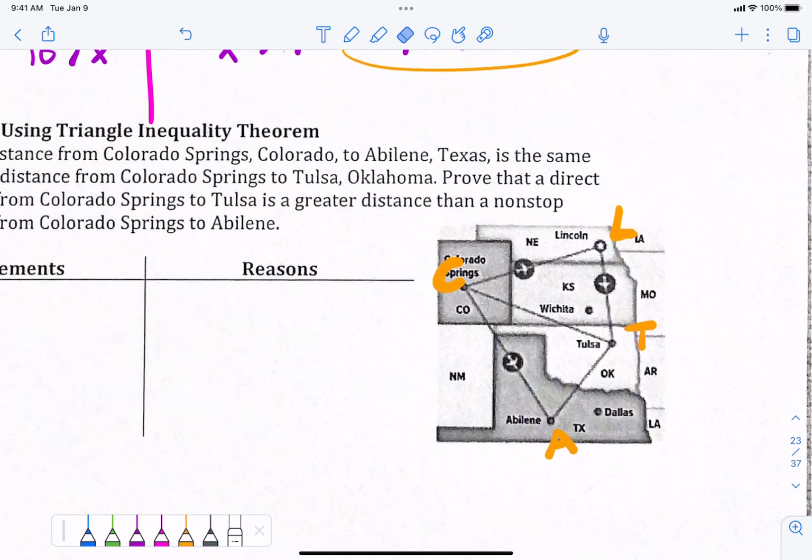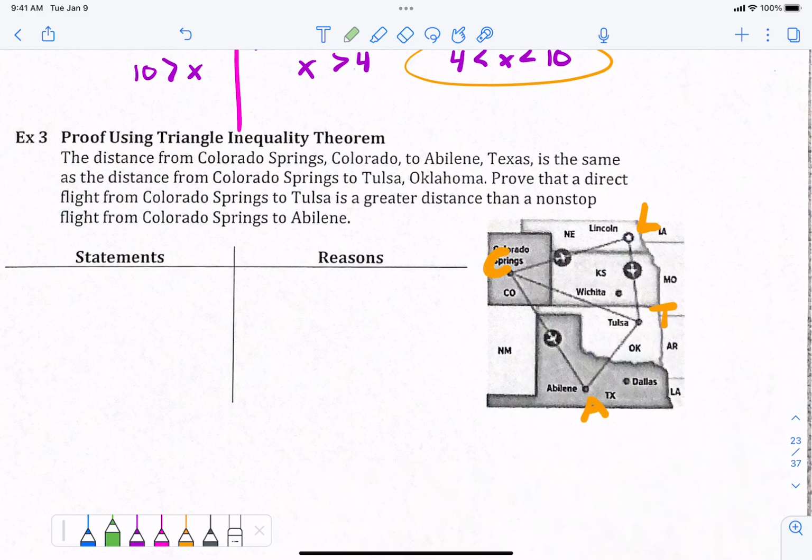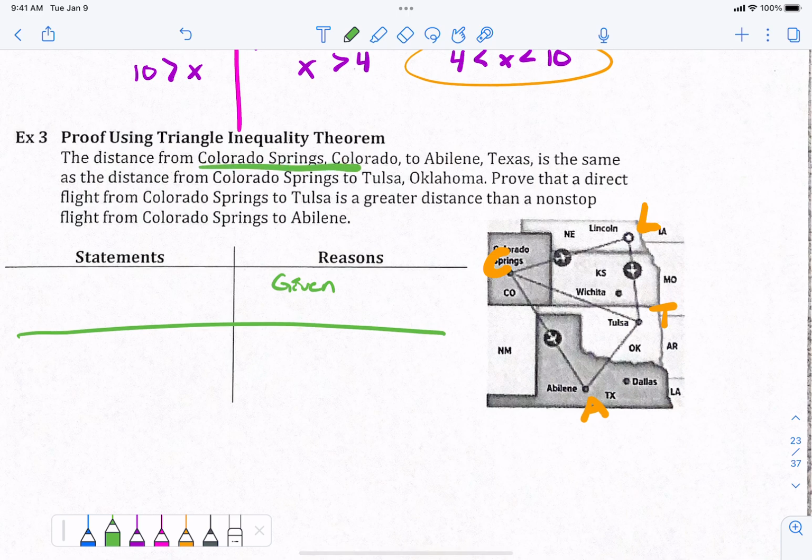Okay, so here, let's talk about what we're given. All right, so from this paragraph, I'm going to put some given stuff down here. Given. All right, let's write out some of our given stuff. The distance from Colorado Springs, Colorado, which is C, to Abilene, Texas, which is A. We're talking about CA. Is the same as the distance from Colorado Springs, C, to Tulsa, Oklahoma, T, right? So Colorado Springs to Abilene, this distance is the same as this one. CA is congruent to CT. That sounds good to me, right?